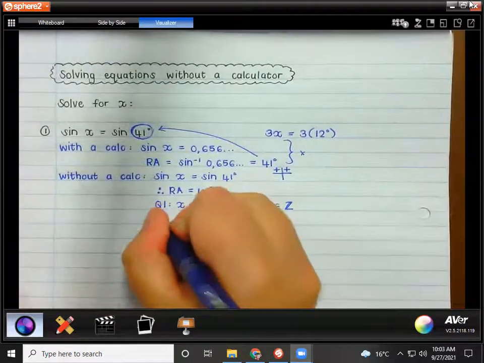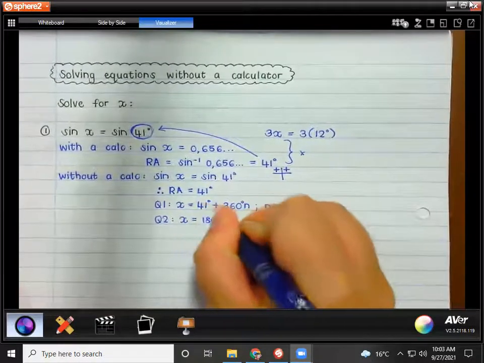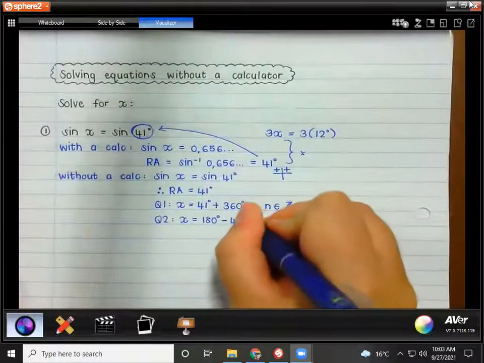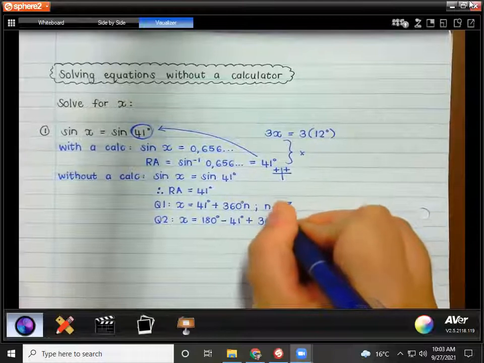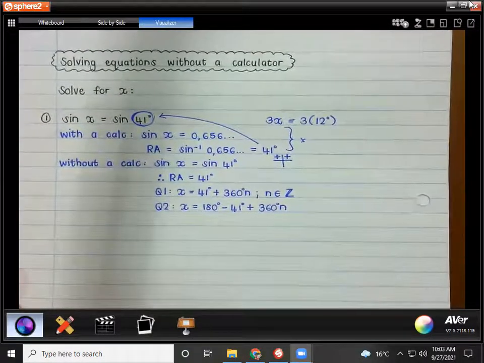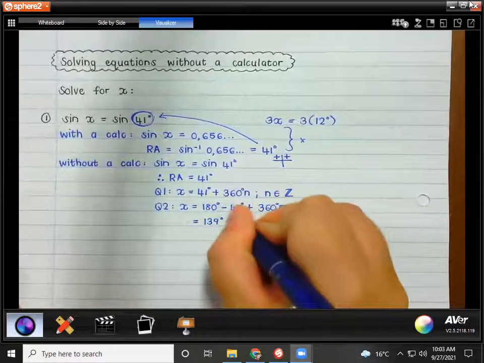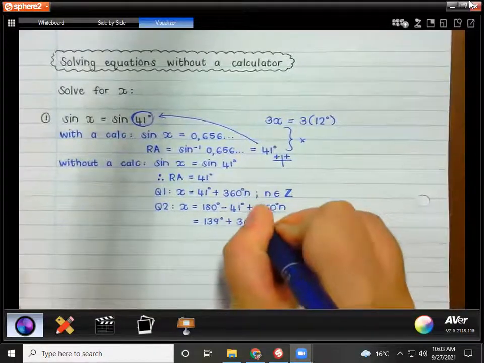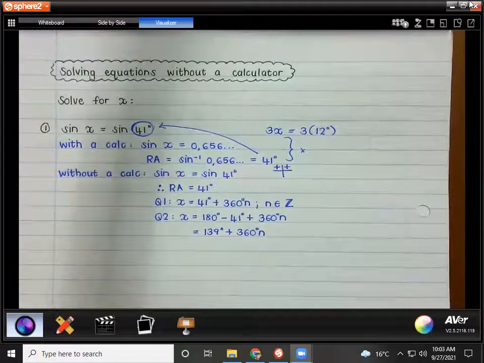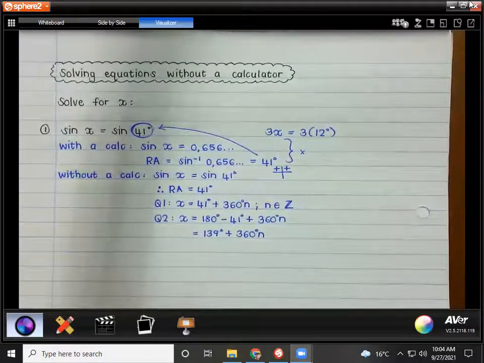Quadrant 2: x is equal to 180 minus the reference angle, which is 41, plus 360n. We just need to simplify that. 180 minus 41 is 139. And that's it, guys. They didn't give us boundaries for x, so we're just doing the general solution.